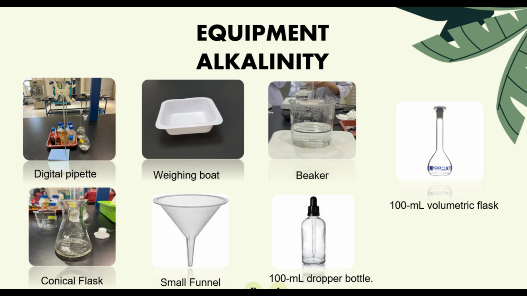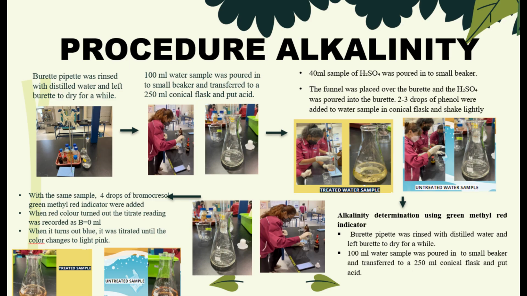100 ml untreated water sample was poured in conical flask and acid was poured. 40 ml of sulfuric acid was poured in burette. 2 to 3 drops of phenolphthalein were added to the conical flask. When no pink turns out, it is titrated as A is equal to 0 ml. When pink color turned out, titrate until the pink color disappeared.